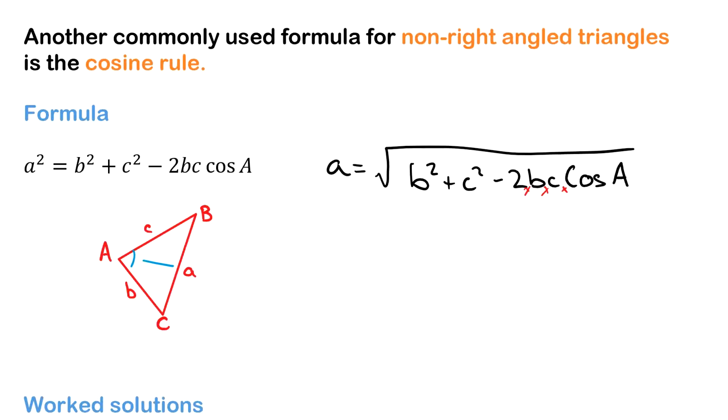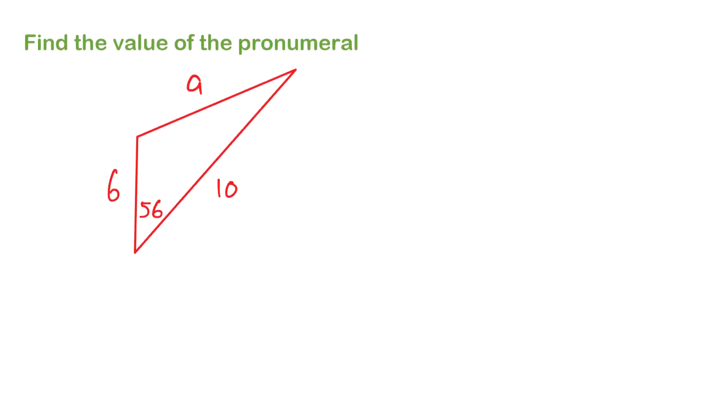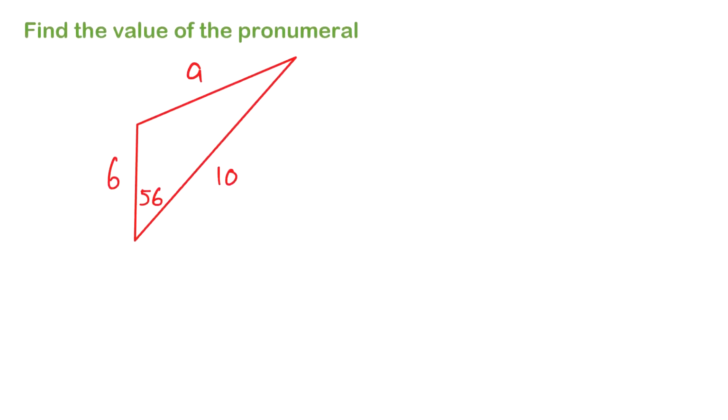Okay, so we're going to jump in and we're going to look at an example here. Find the value of the pronumeral. First things first, start your labeling. So again, in the same way we did with the sine rule, you're going to label your unknown as your a. So in our case, this is going to be my a. Straight across from it would be my capital A.